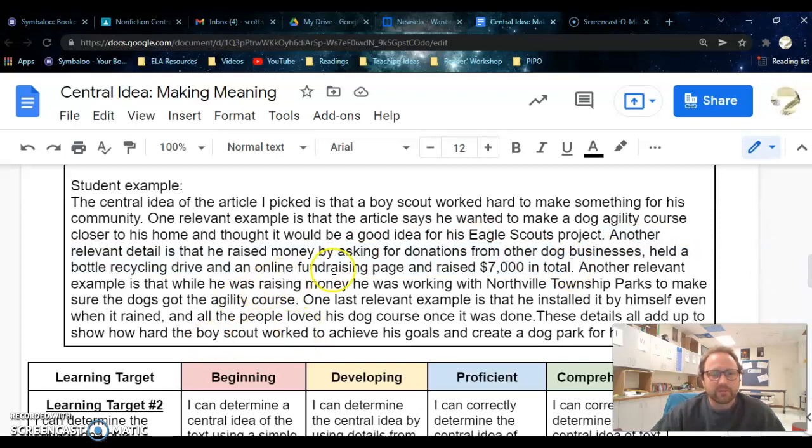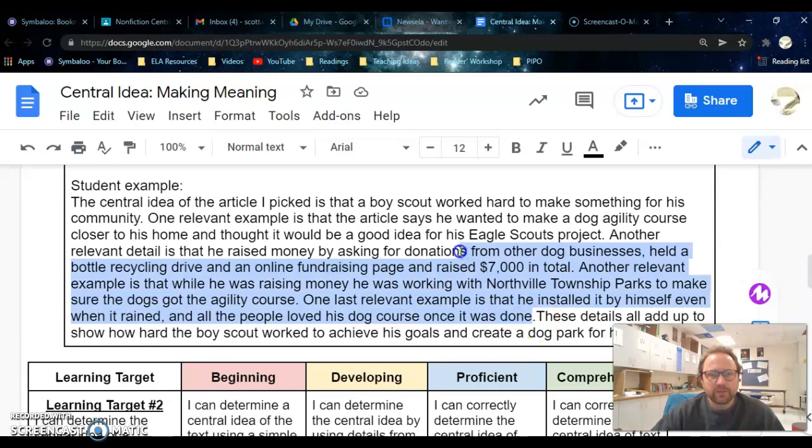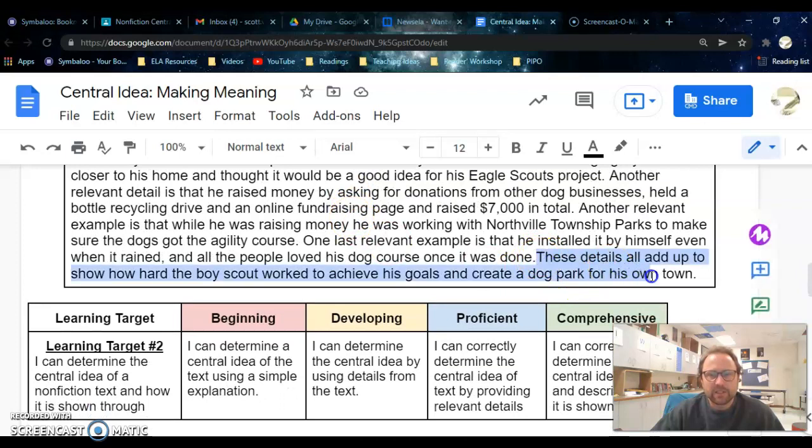Another relevant example is that while he was raising money, he was working in the Northville Township parks to make sure the dogs got the agility course. One last relevant example is that he installed it by himself even when it rained, and all the people loved his dog course once it was done. All of these details really support that this Boy Scout worked hard. I added this last sentence. These details all add up to show how hard the boy worked to achieve his goals and create a dog park for his own town. So essentially, the reasons that you provide and how you tie all those details together is your last sentence or two. All right.